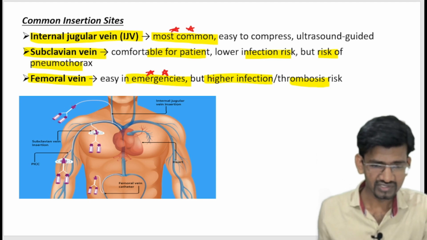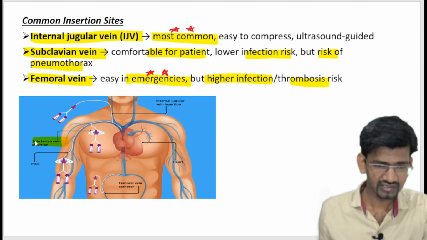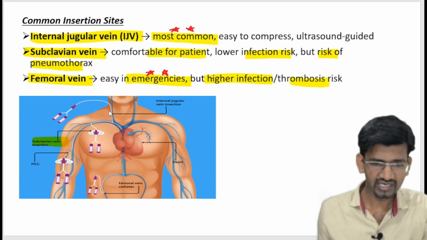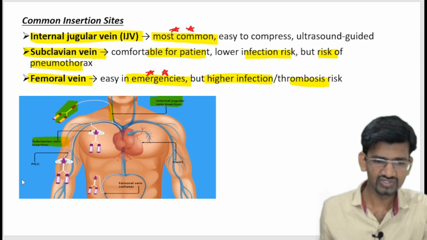See here, this is on the subclavian. Okay, so here is an internal. This one is an internal jugular. This is the internal jugular, and here down is the femoral vein.